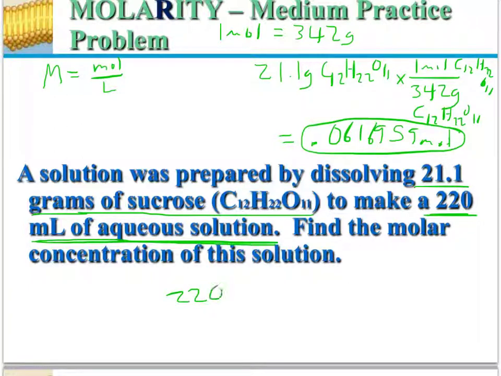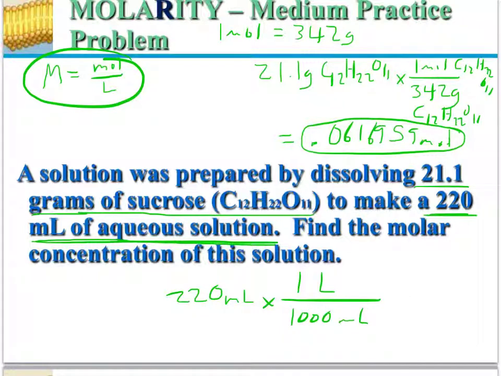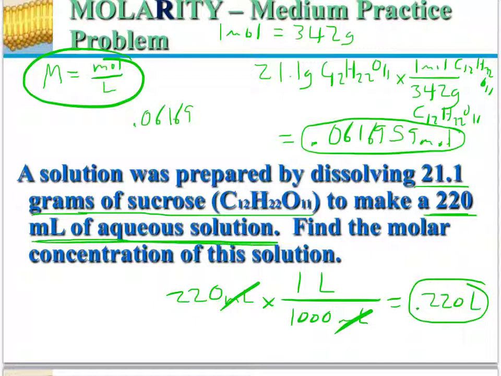Alright, and then we need to convert the 220 milliliters of aqueous solution to liters in order to use this equation. You should know that 1 liter of solution is equal to 1,000 milliliters. So we're going to use that conversion factor. Milliliters cancel, and you're left with 0.220 liters of solution. Now if we plug these numbers into the equation, we plug in 0.0616959 moles divided by 0.220 liters. That should give us our molarity.